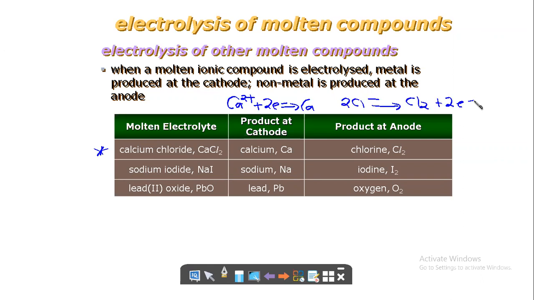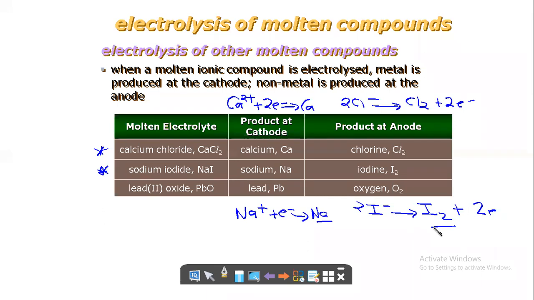For the second one, Na+ is going to move to the cathode. So the half equation will be Na+ + e- gives Na. And iodide is going to move to the anode. So 2I- gives I2 + 2e-. So your products are sodium and iodine.